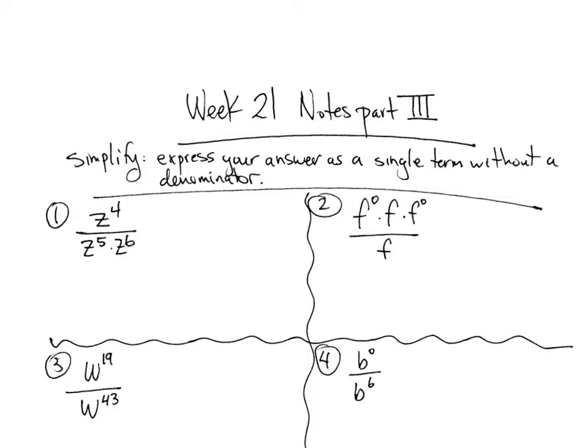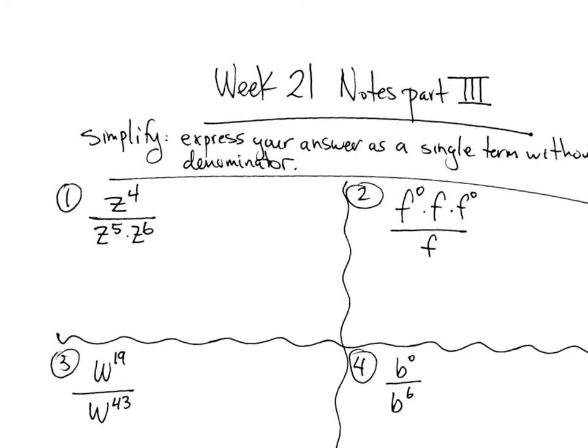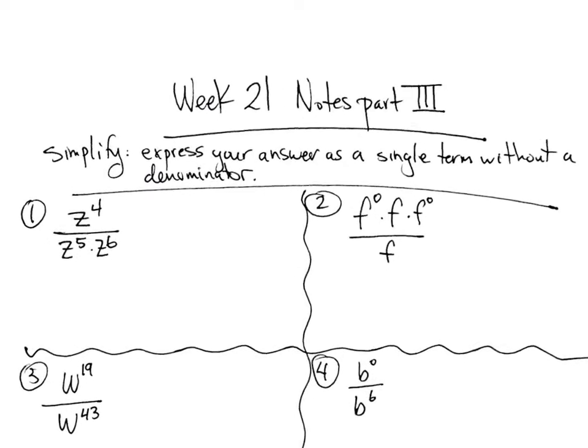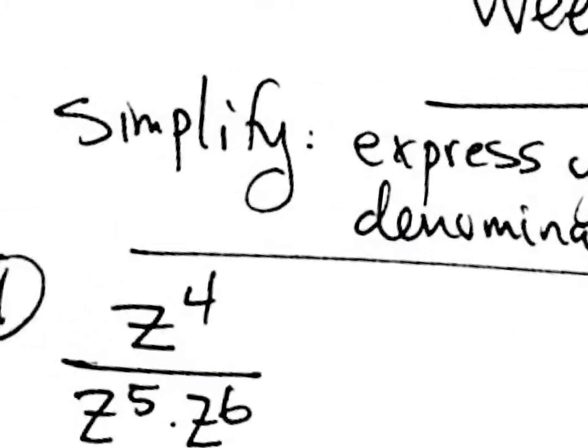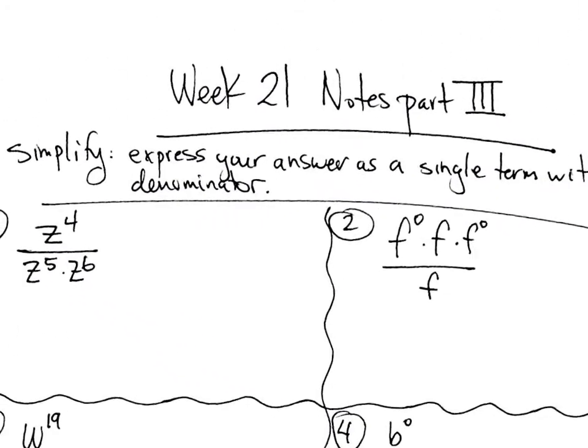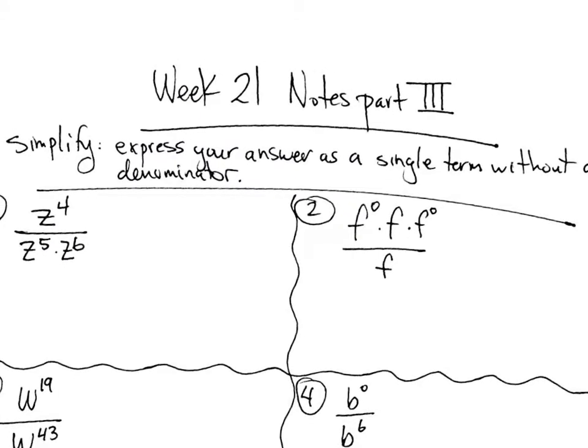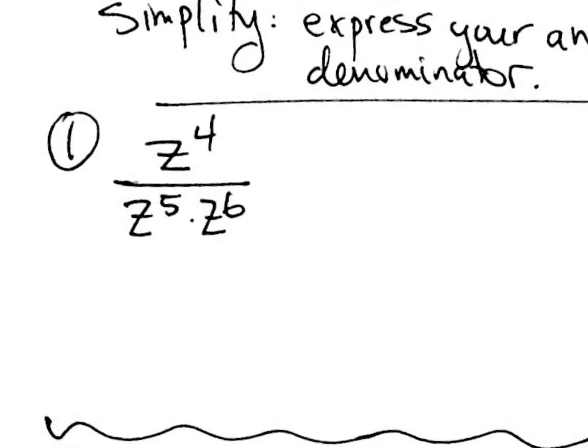Okie dokie. So here's week 21, part 3. We're dealing with exponents and we are becoming masters. So just take a look at these instructions. It says simplify and express your answer as a single term without a denominator. The denominator is the thing in the bottom.